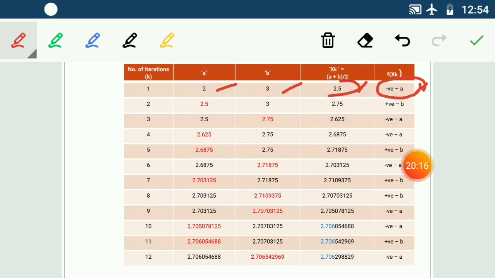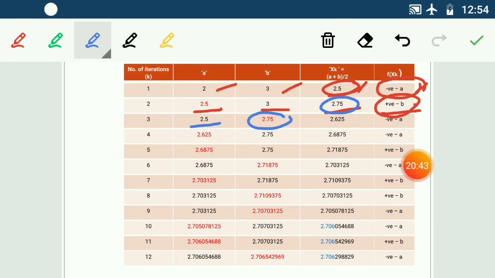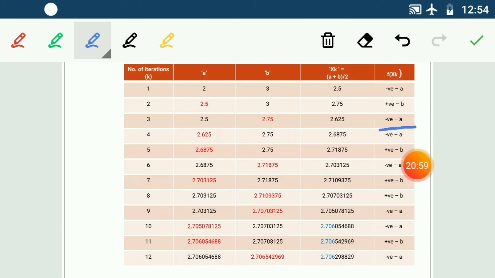B will be same. Then x2 is a plus b by 2, 2.5 plus 3 by 2, and f of x2 came as positive. Okay, positive means now we have to change the value with b. And now I have changed the value of b with this 2.75. Okay, and a is same. So what is a plus b by 2? That is 2.5 plus 2.75 by 2. So I got this value as my x3, that is 2.625. And when I checked f of x3, it came as negative. Negative means we have to change the value of a. What will be my new a? That is 2.625. You can check here. And what is my b? B is the previous one.